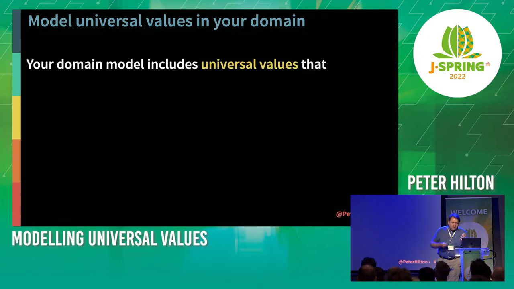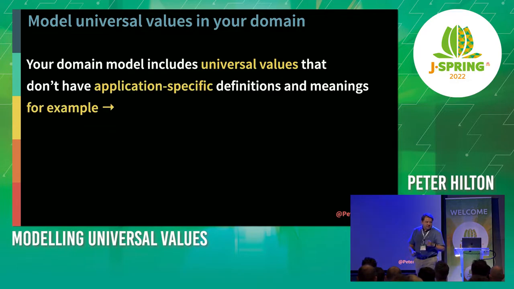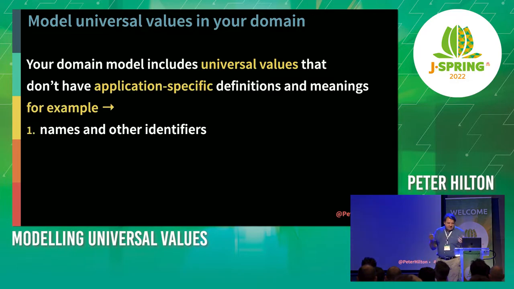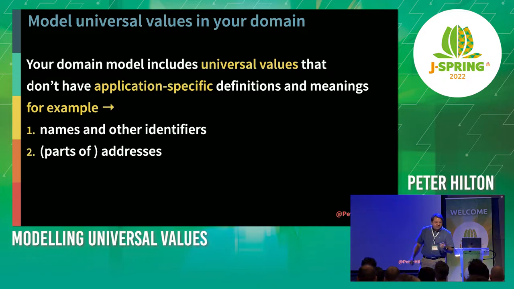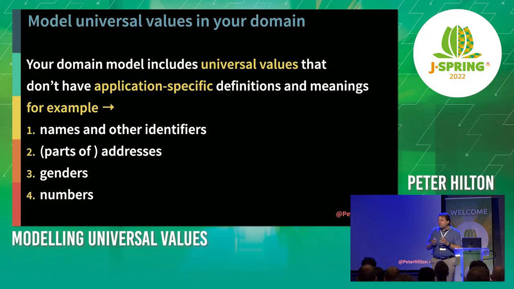So you have these kind of universal values like people's names that are not specific to your problem, to your application. They're not application specific. So you have things like the names, other identifiers. People have identifiers like person numbers, social security numbers, or whatever it's called in the country they live in. They have addresses, they have genders, there are all sorts of things called a number that people have. How do you model these?